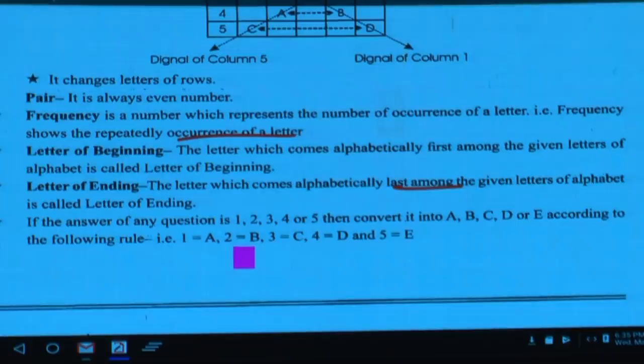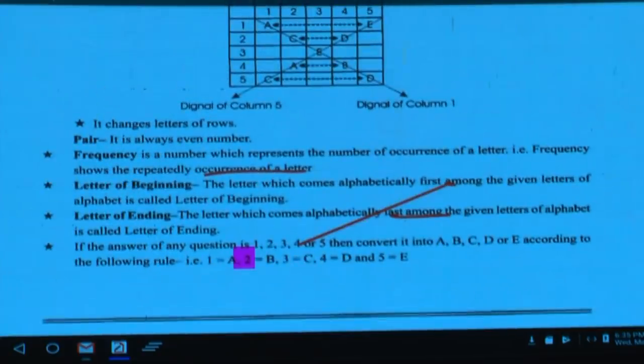And if the answers for any question are 1, 2, 3, 4 or 5, then convert them into A, B, C, D and E as we had done yesterday. Clear? Now these are the points that will be clearly specified in the instructions.